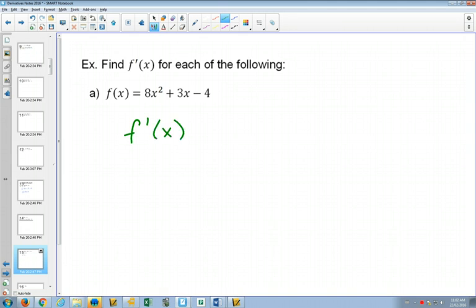So f prime of x, 16x plus 3. How did you do? Good? And then the derivative of the 4 would be 0, so you wouldn't have to do that.